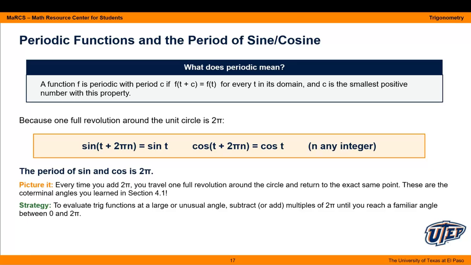A function is called periodic if it repeats its values at regular intervals. Since one full revolution around the unit circle is 2 pi, sine and cosine repeat every 2 pi. So sine of t plus 2 pi is equal to sine of t, and cosine of t plus 2 pi is equal to cosine t. More generally, adding any integer multiple of 2 pi brings us back to the same point on the circle. So the period of both sine and cosine is 2 pi.